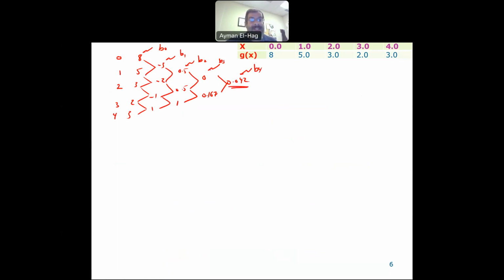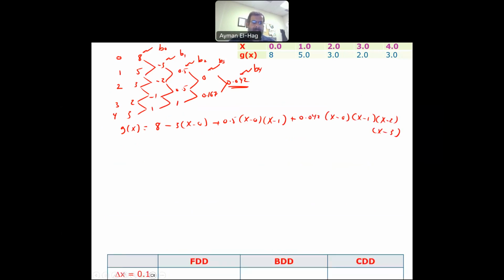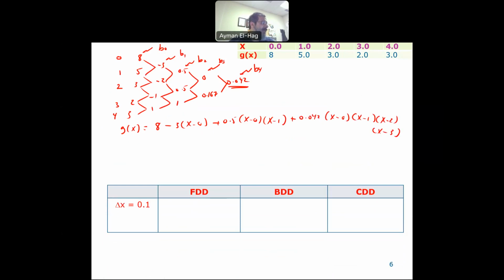Because this part is not equal to 0, your g of x will be equal to 8 minus 3(x minus 0) plus 0.5(x minus 0)(x minus 1) plus, of course, 0 times the rest, so there's no need to add that, plus 0.042(x minus 0)(x minus 1)(x minus 2)(x minus 3). So this is basically your polynomial, and now you can go and calculate everything here.